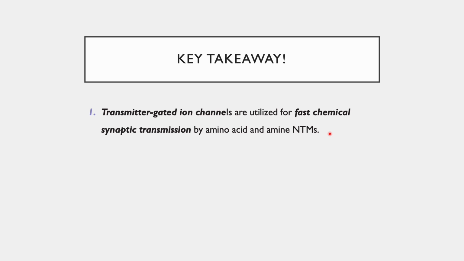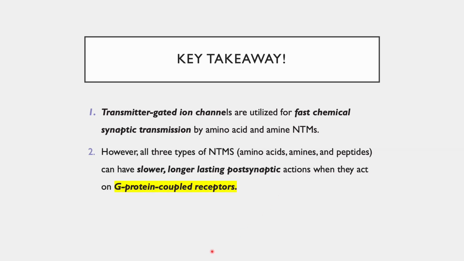There is an additional type of receptor, known as G protein coupled receptors, that actually have slower and longer lasting postsynaptic actions. All three types of neurotransmitters, including amino acids, amines, and the larger molecules, which are peptides, can act on G protein coupled receptors. So this is very pertinent for long-term learning, these slower, longer postsynaptic actions. But we'll get to that in a minute.